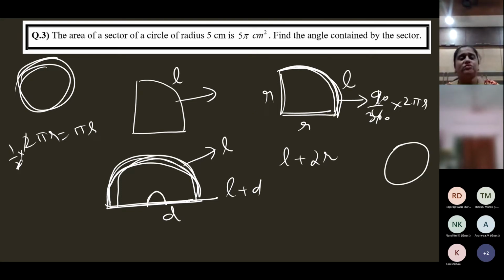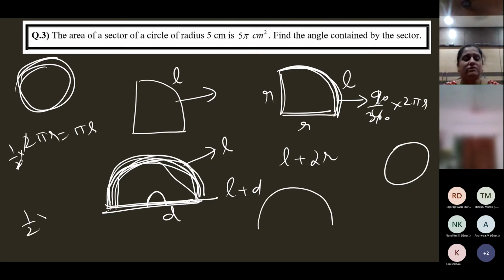180 by 360, which is 1 by 2. Half of 2 pi r, which is pi r. So if you want to find the length of only this arc, it is pi r. If you want to find the perimeter, it is pi r plus d. If you want to find the length of only this one, then it is half of 2 pi r. If you want to find the perimeter, it is plus d. Is it clear, children?